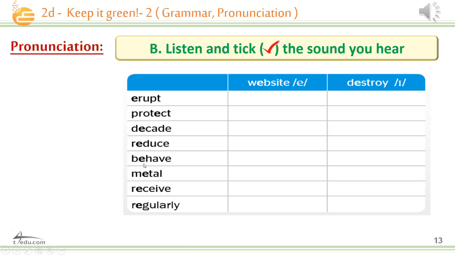We have words, and then we have the word website and destroy. We're going to hear the short E sounds and see if it is categorized under website or destroy. Okay, we're going to classify them. Listen carefully.